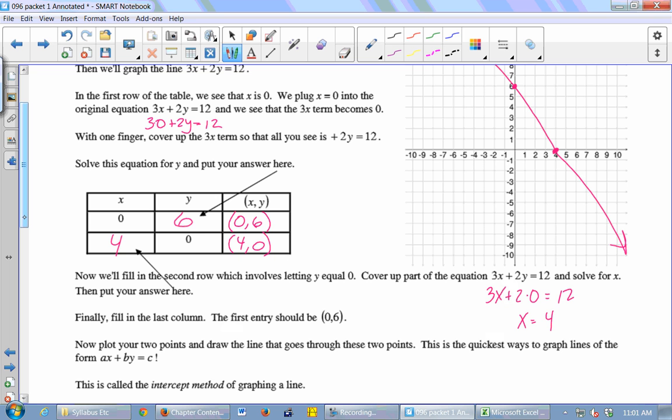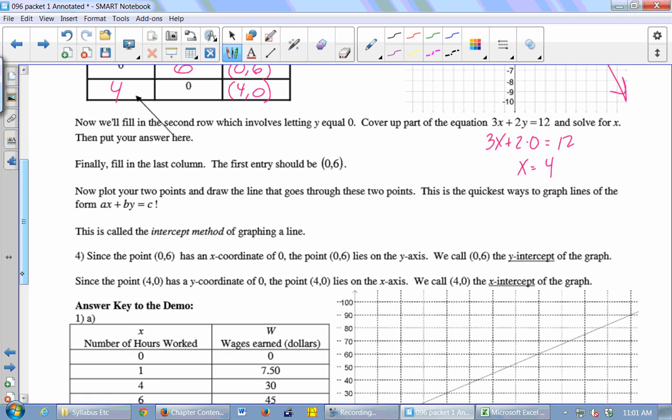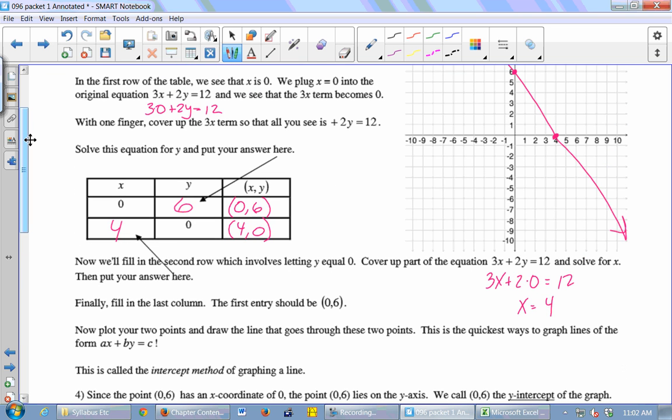So this method of graphing a line, making x 0 and figuring out y, and making y 0 and figuring out x, is called the intercept method of graphing a line. And the reason it's named that is because the point 0, 6 has an x-coordinate of 0. It lies on the y-axis, and the point that lies on the y-axis of the line is called the y-intercept. Right? And 4, 0 is the x-intercept. It's where it intercepts the x-axis. This line intercepts the y-axis at 6 and the x-axis at 4. So that's why we call it the intercept method.